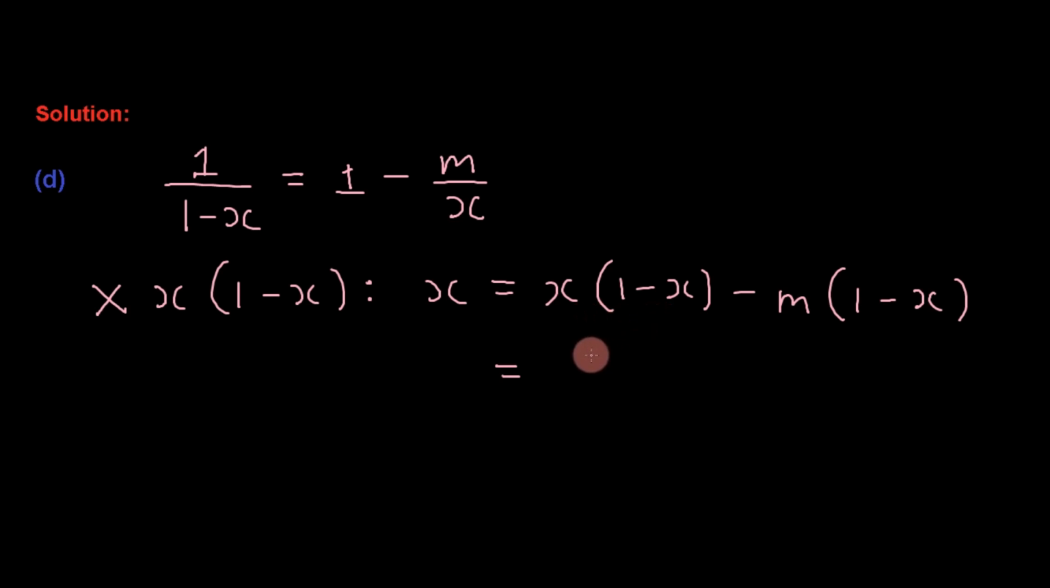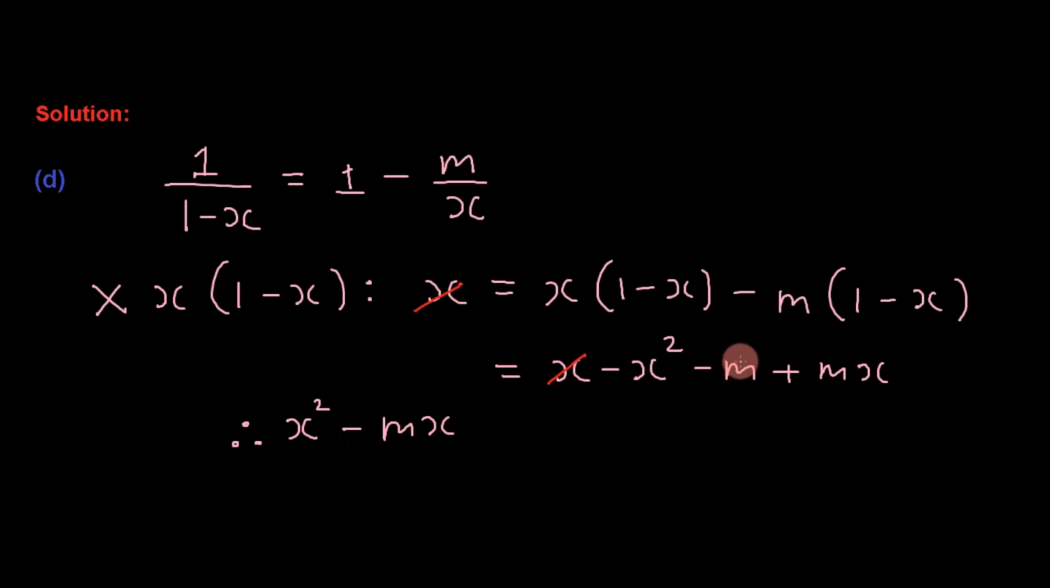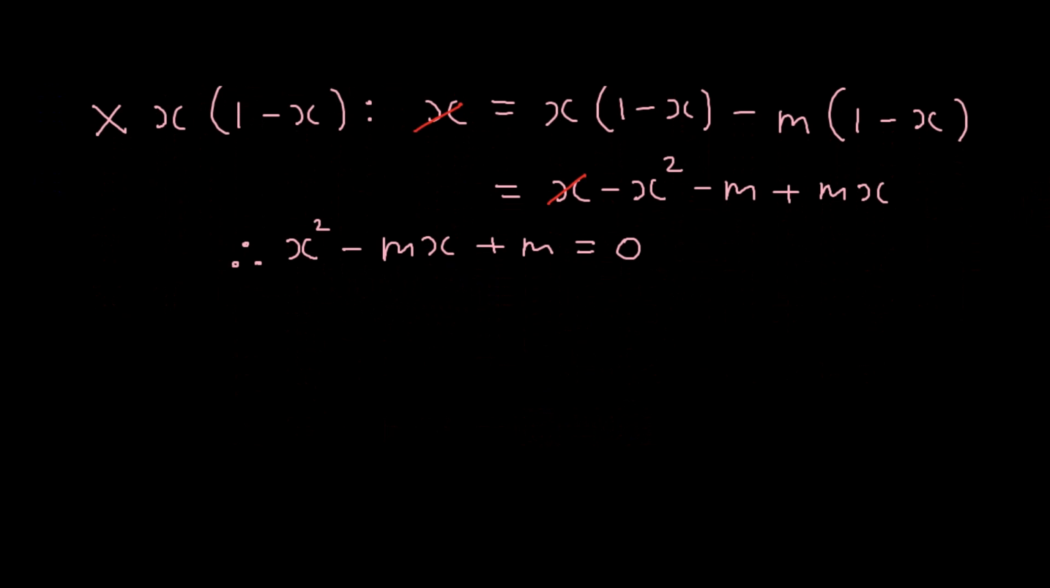Now we can multiply out on the right hand side. And we can see that the x's cancel on both sides. We can now bring everything to the left-hand side. So bringing negative x squared across, we get positive x squared. And then I'm first going to write this term in x. So it's going to be minus mx. And then bring the negative m to the left-hand side, we get positive m. The equation is now in standard quadratic form.